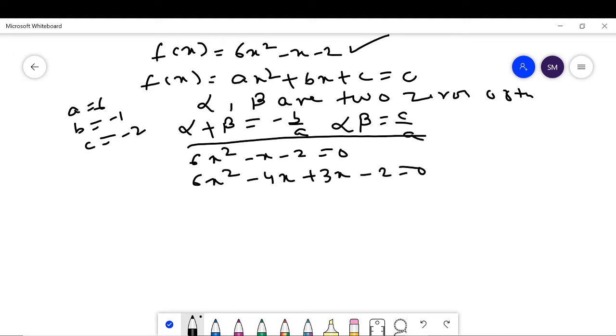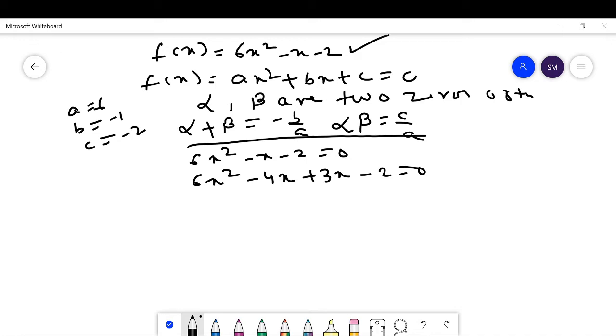Students, please recall what middle term factorization is. Middle term factorization is the factorization in which the middle term is split into two parts whose addition is the middle term and whose multiplication is the product of the first term and the third term. Here minus x is split into minus 4x plus 3x. Minus 4x plus 3x is minus x. Minus 4x into 3x is minus 12x², and 6x² into minus 2 is minus 12x².